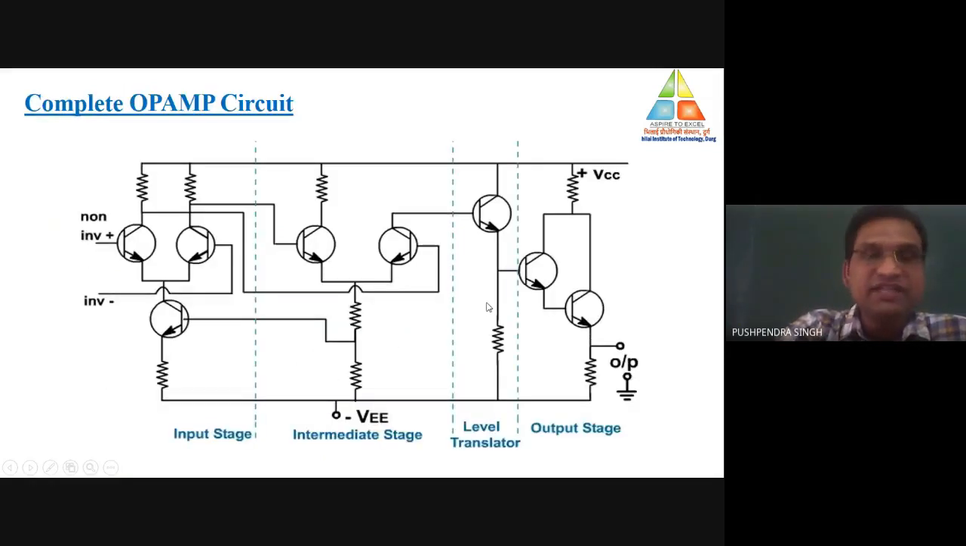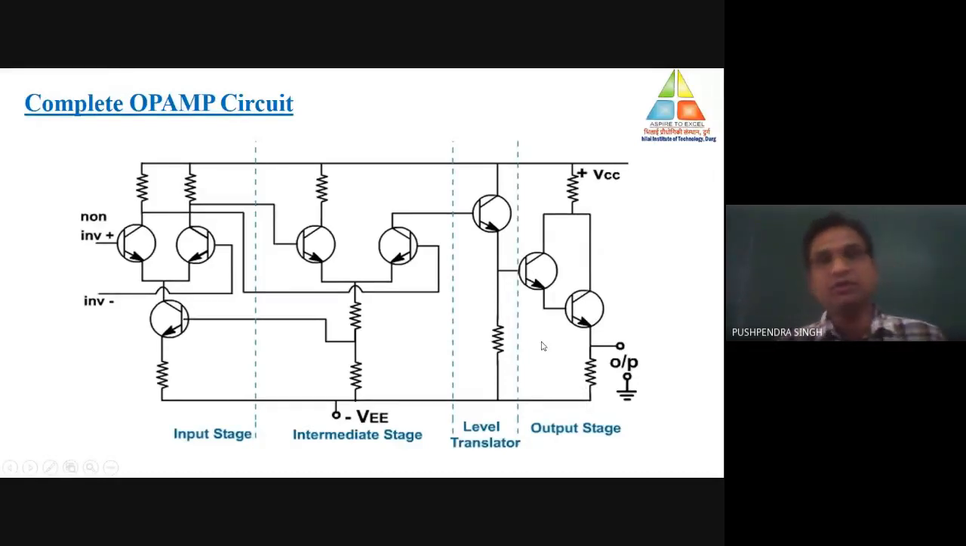So these are the different circuits or the different stages of IC 741, and here is the complete op-amp diagram. This is the input stage, then the second one is an intermediate stage, the third one is a level shifting stage, and the fourth one is a class B push-pull amplifier. So this is the complete circuit diagram of IC 741.